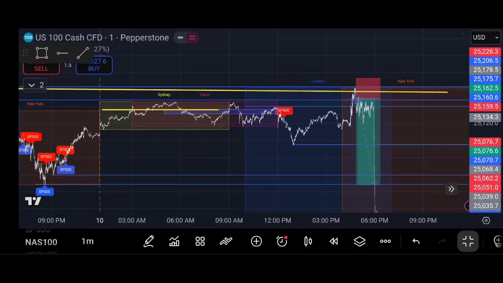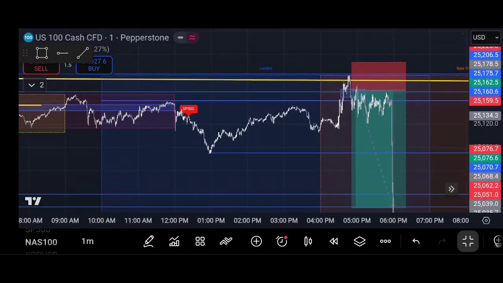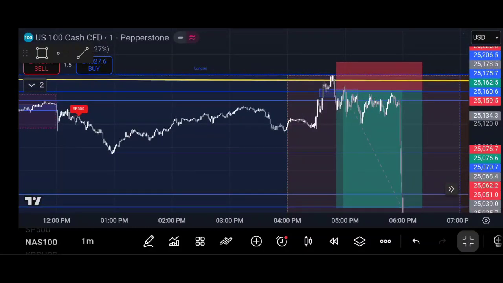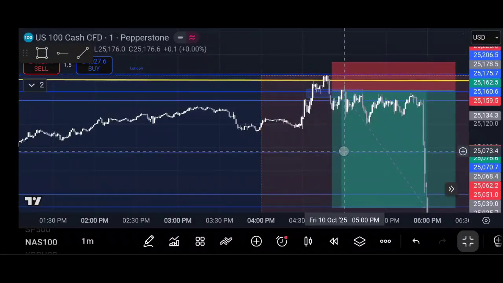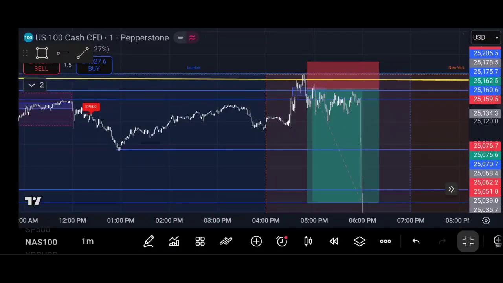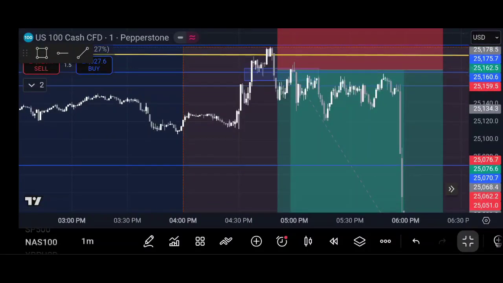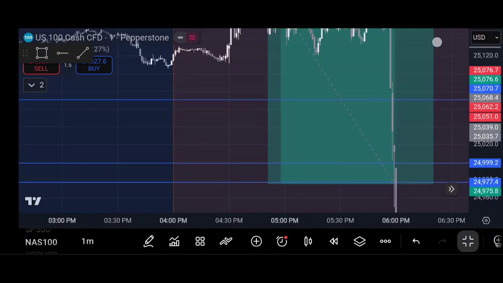When the market opened, it tapped the entry around 10 o'clock in New York, and our limit just got hit. I will show the time. As you can see, at 10 o'clock the price hit our entry, consolidated for some time, and went straight to our TP.